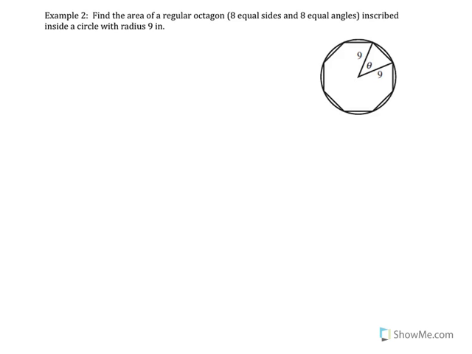Our next example. So how else can we use the SAS formula? Say for an octagon or some other sort of polygon. This example says, find the area of a regular octagon inscribed inside a circle with a radius of 9.